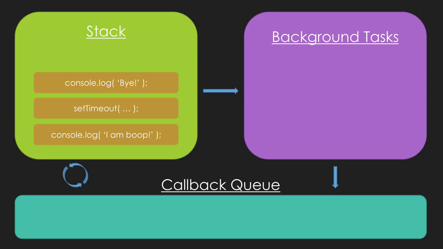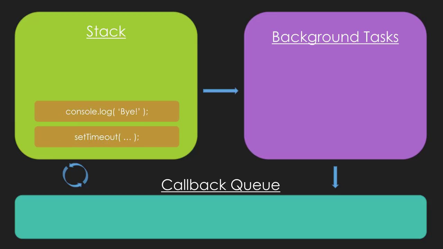The first line will run, the second, and then the third. This third line is special though. Node will recognize that this code will run at a later time. So, it will put it inside the background task while it's running. Then Node will continue to clear the stack.